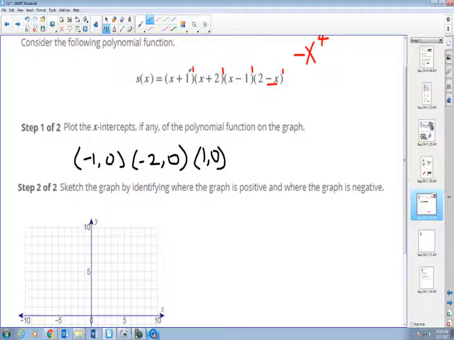Oh Lord, it crossed over 4 times because all these exponents on the outside of the factors are odd. 2 minus x set equal to 0. If I move my negative x over to the right, x will equal 2.